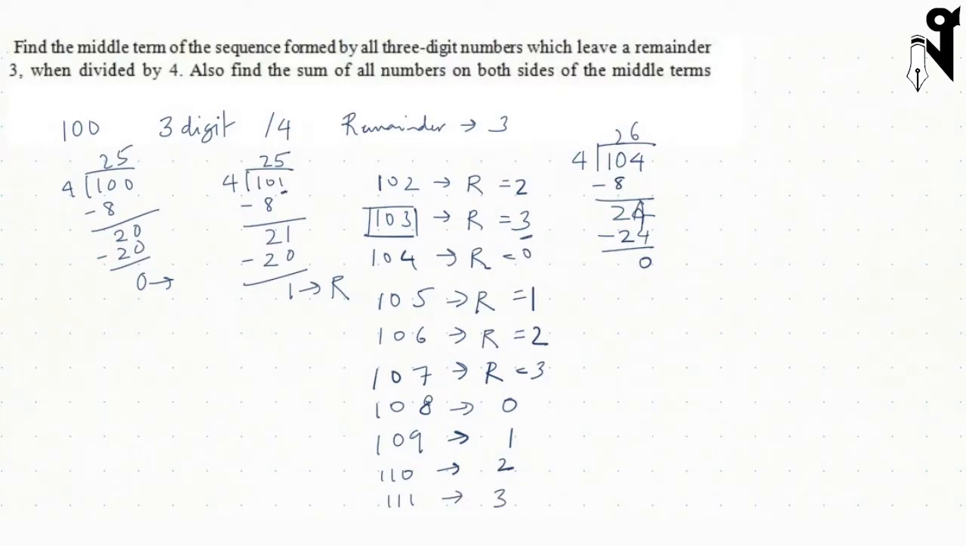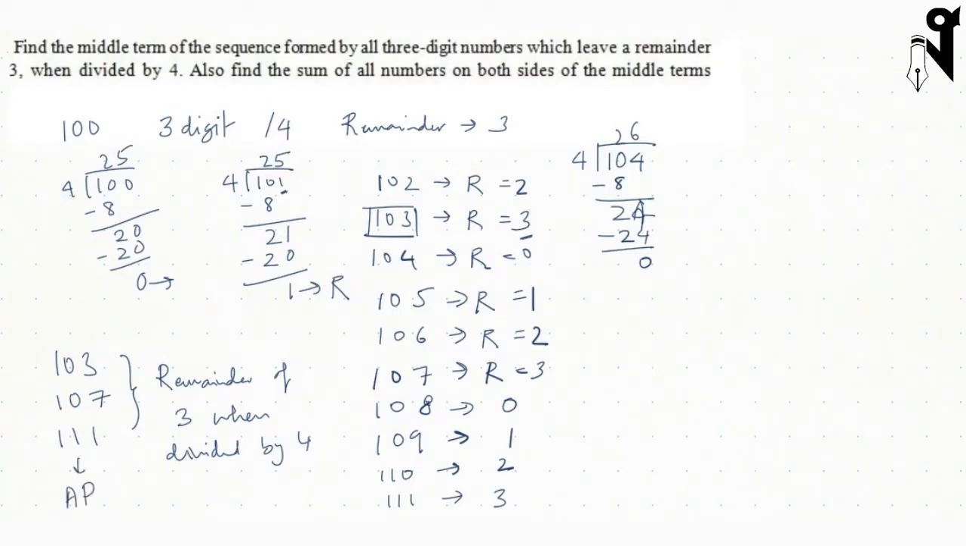Now let's see the pattern. 103 is the first number, 107 is the next number, 111 is the third number which gives a remainder of 3. Just seeing this pattern itself, I know that this is an AP, where the common difference is 4 and the first term A is 103. Okay, this was the first part of the question. Let's move to the next part of the question.